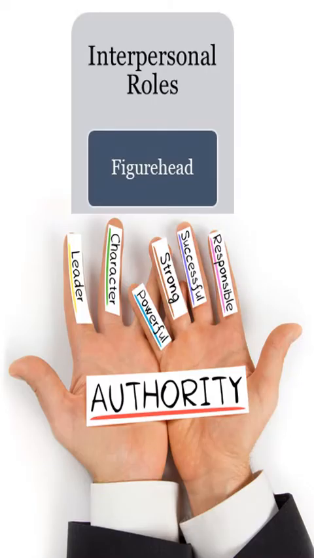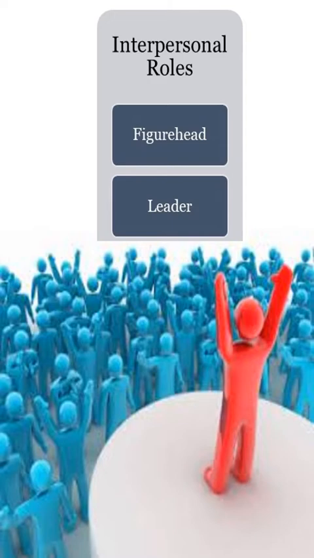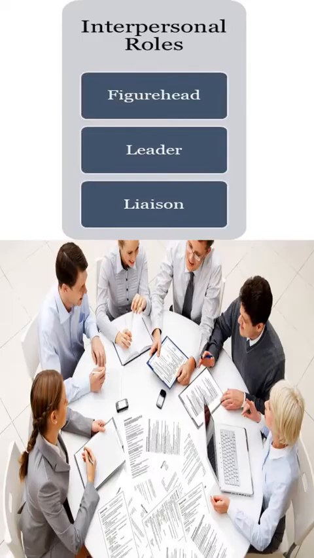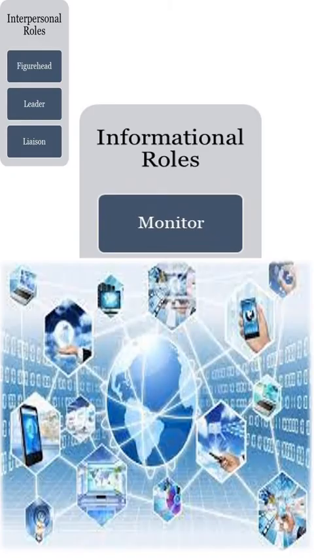Interpersonal relates to dealing with people. Under that we have figurehead that comes first. As a figurehead, the role calls for performing formal duties of being the point of contact and as a legally approved signing authority. As a leader, the role calls for motivating, training, guiding, and directing subordinates and colleagues. Liaison refers to maintaining channels of communication both within and outside the organization, like a channel or medium.